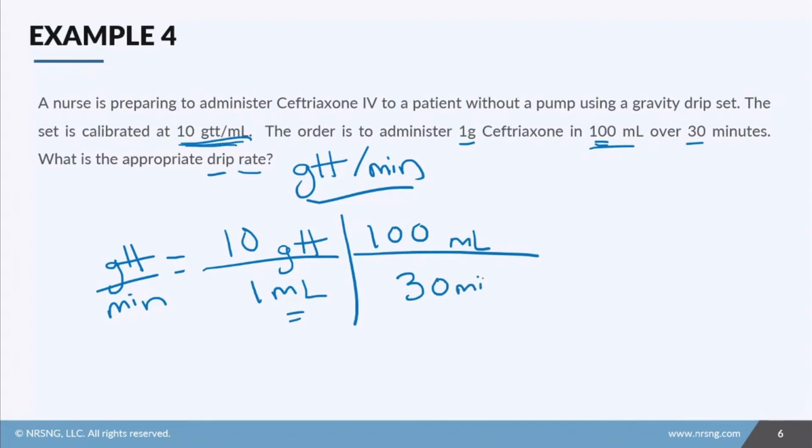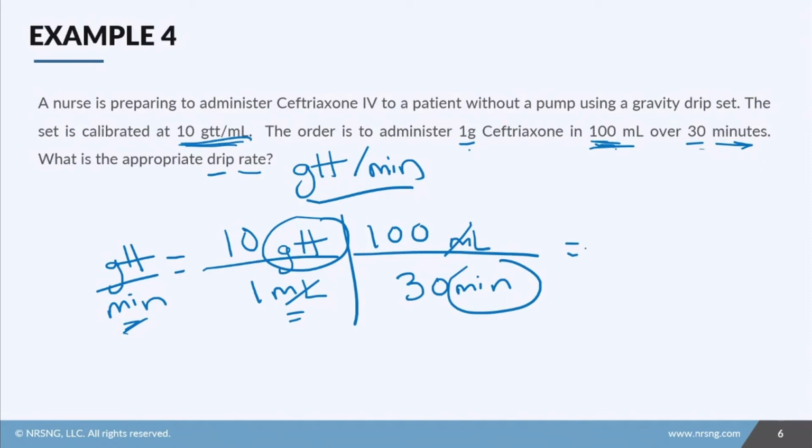Okay, so here's one little trip up place. You could also have said 100 milliliters is 1 gram. What would that have gotten you? Well, you would then have had to say 1 gram in 30 minutes and you would have duplicated. It would have been okay, but what we know here is we're looking for this minutes. And so whatever gets you to that minutes faster is the way you want to go, okay? So cancel milliliters, we're left with drops per minute.